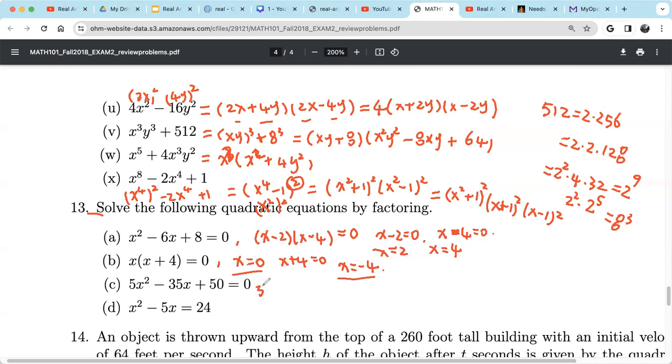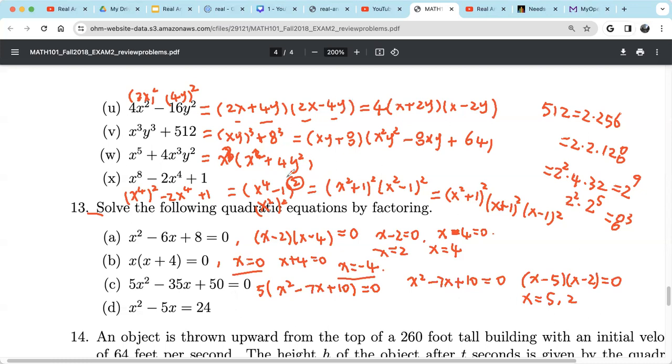This is C, we can factor out 5, right? Then we have x squared minus 7x plus 10 equals 0. Then we divide by 5 on both sides. We get x squared minus 7x plus 10 equals 0, because 0 divided by 5 is still 0. And this can be factored as (x minus 5)(x minus 2), right? Because -5 plus -2, that's -7. -5 times -2, that's positive 10. So that gives us 2 solutions as well, 5 and 2. So that's for C.